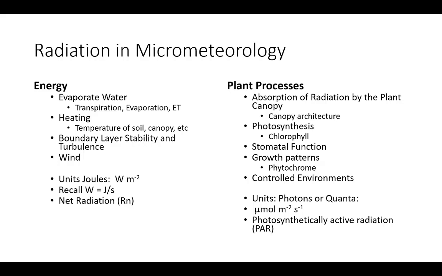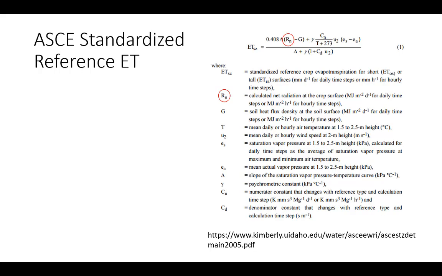When we talk about photosynthesis, we're really talking about photosynthetically active radiation. We'll talk about that some more later, and that usually is described in units of micromoles of photons per meter squared per second. So again, radiation appears in a lot of our important equations in hydrology. In the ASCE standardized reference evapotranspiration formula, here's the net radiation term. This is a huge term, has a really large impact on the results, probably more than any other parameter in this equation. So it's important that we get that right. And we'll spend quite a bit of time learning how to estimate net radiation.